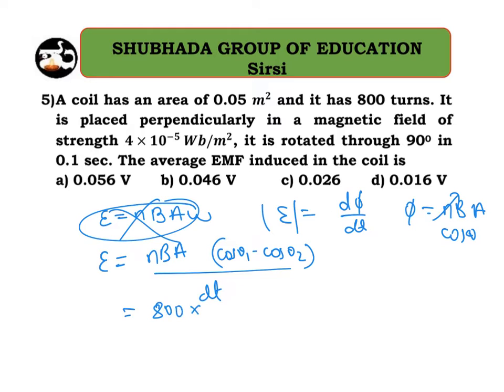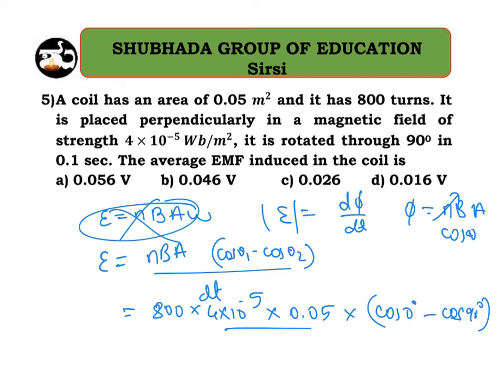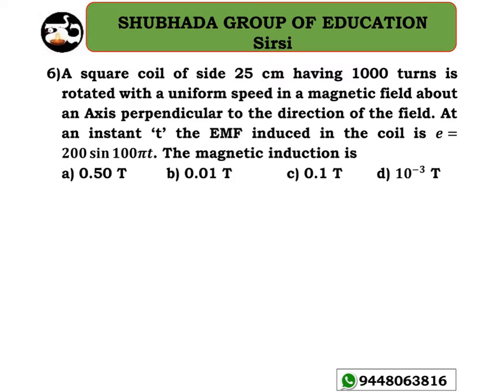Now substitute each and every value here. 800 turns. The magnetic field is 4 into 10 to the power of minus 5 Weber per meter square. The area of the cross section is 0.05. And the cos theta 1, first of all it was 0 degree, right? After that it is rotated by 90 degree, in the sense cos 0 degree minus cos 90 degree divided by the change in time, which is how much? 0.1 second. If you solve this one, you'll get 0.016 volt. Option D is the right answer for this question. So taking the area vector, the angle between area vector and magnetic field is very much important here. Next problem.